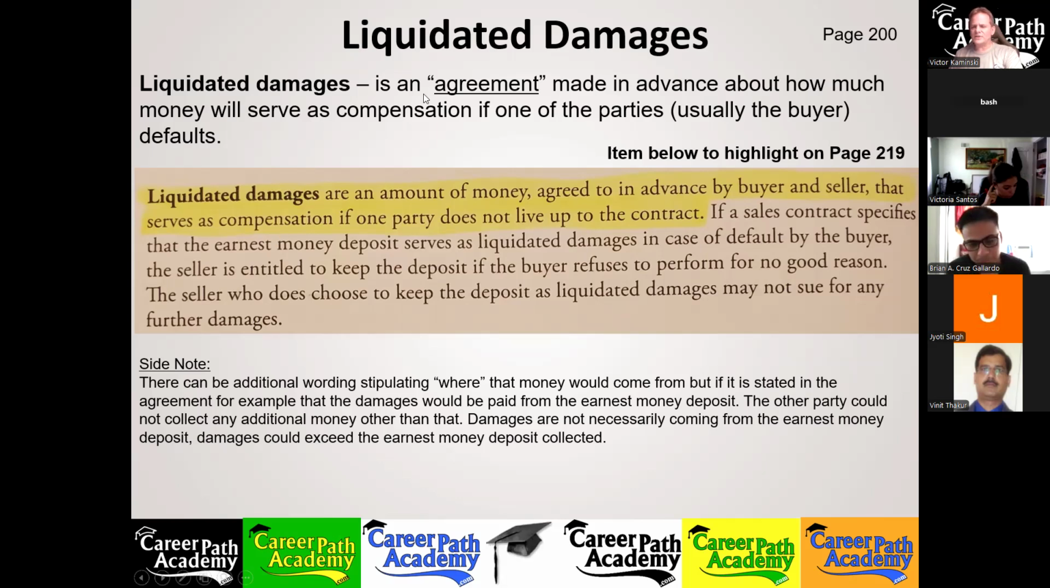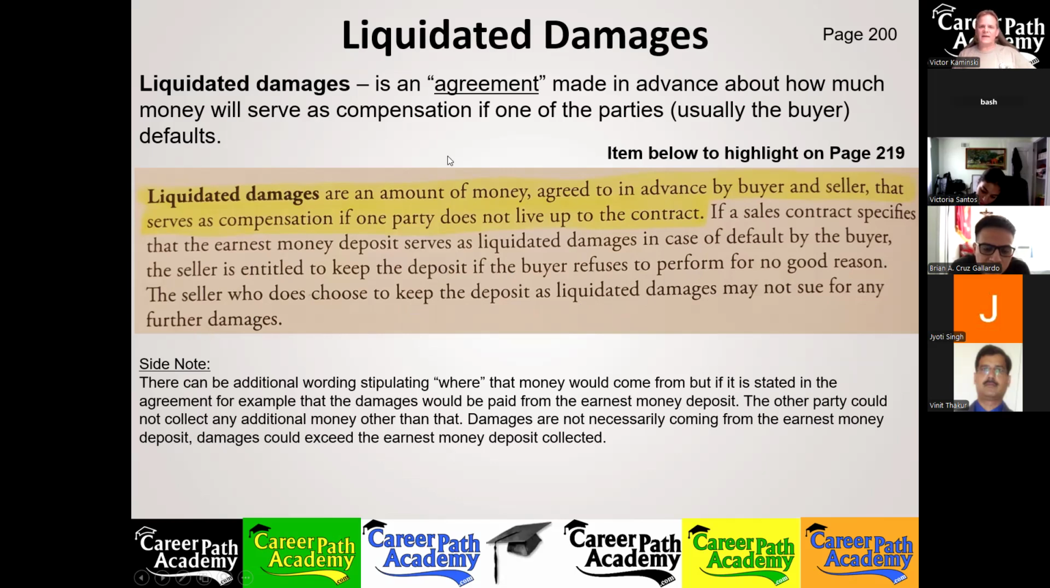So liquidated damages is an agreement made in advance about how much money will serve as compensation if one of the parties, usually the buyer, defaults. Let's highlight that. And if you were to further read it, it says if a sales contract specifies that an earnest money deposit serves as liquidated damages in case of default by the buyer, the seller is entitled to keep the deposit if the buyer refuses to perform for no good reason. The seller who does choose to keep the deposit as liquidated damages may not sue for any further damages.